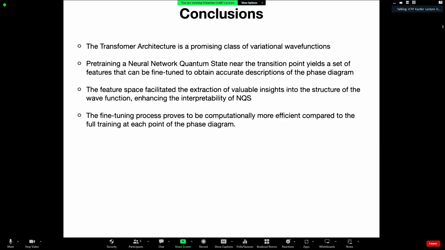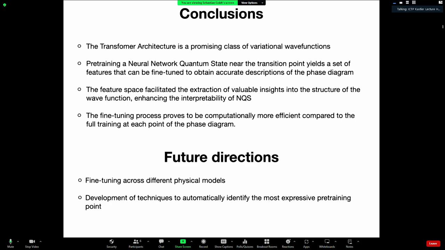So, I'm concluding. The transformer architecture that we have designed is a promising class of variational wave function. Pre-training the neural network quantum state at a specific point of the phase diagram, and then using this feature to fine-tune at another point of the phase diagram, is a good approach to have an accurate description of the whole phase diagram. I want to stress that this fine-tuning process has very low computational cost, since we just have to fine-tune a single fully connected layer and not pre-train the whole network.